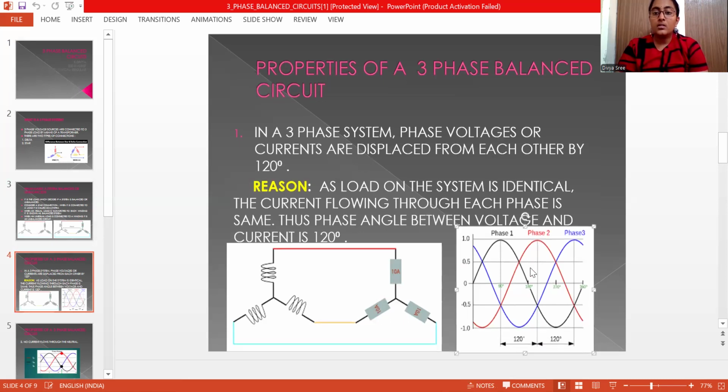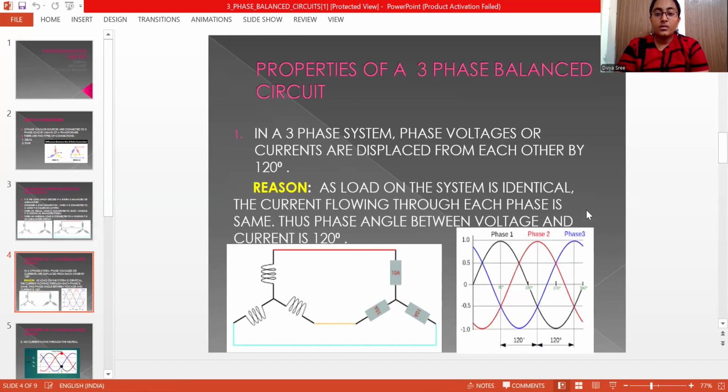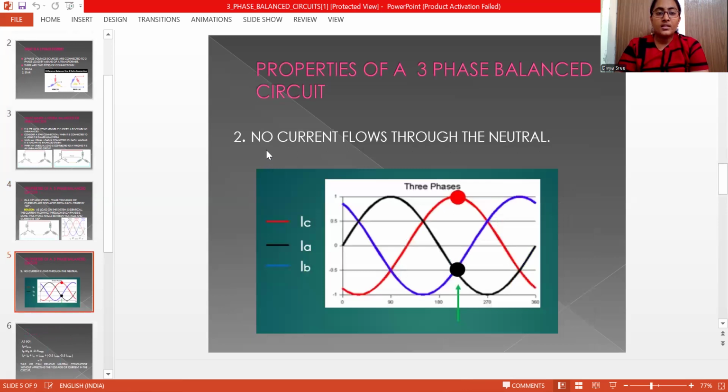Now here, this is a waveform of a three-phase balanced circuit. We see that the angle between phase 1 and 2 is 120 degrees and between phase 2 and 3 is 120 degrees. Now, to the next property, how do we understand that no current flows through the neutral?